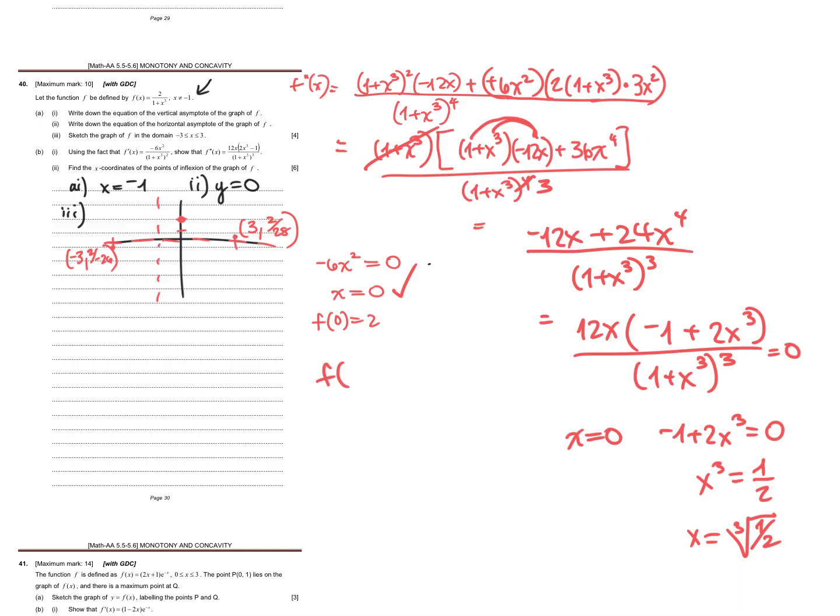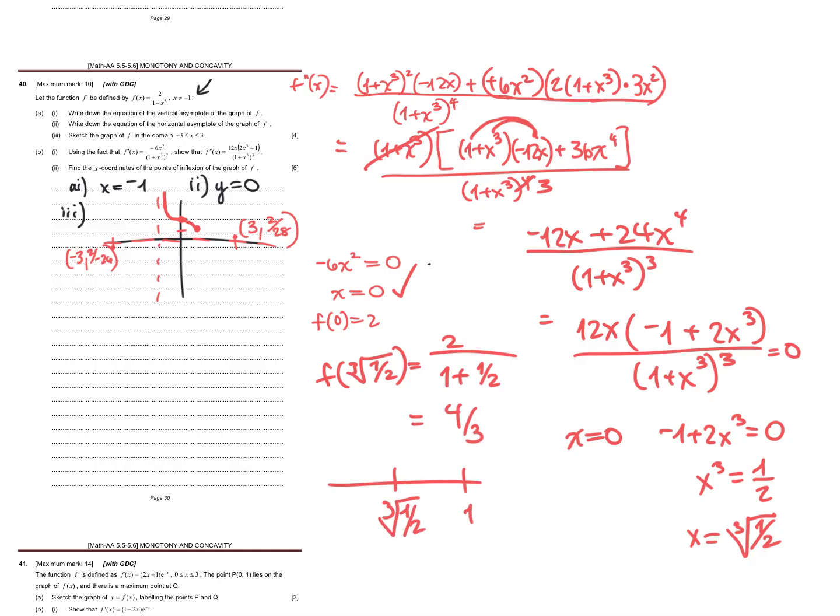When you substitute that into the original function, you're going to have 2 over 1 plus that cubed, which is just going to be 1/2. So 3/2, that's 4/3. Okay, so for the cube root of 1/2, it's going to be 4/3. So like here, we know this is approaching the asymptote. There is a stationary point. Change in concavity, which I should have probably checked.